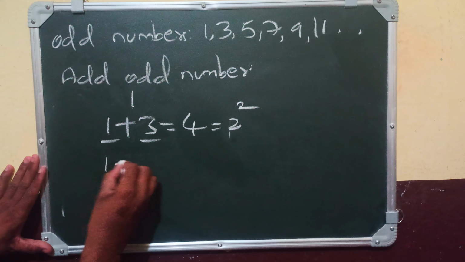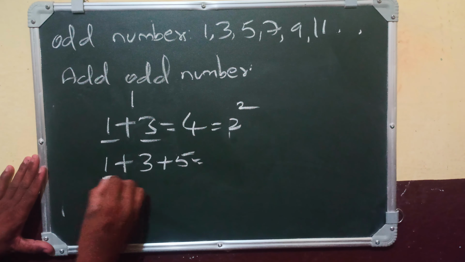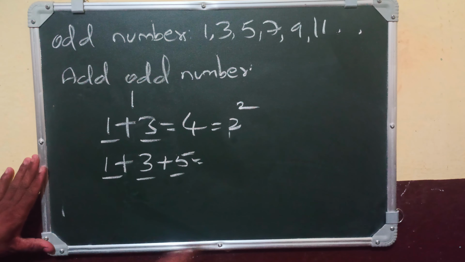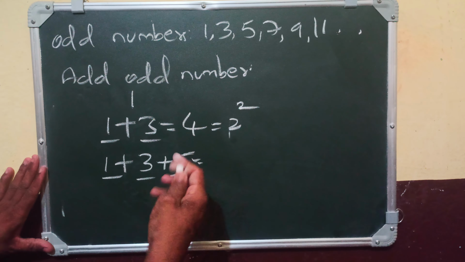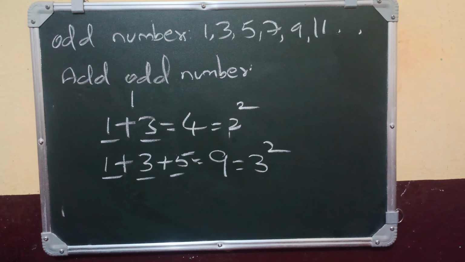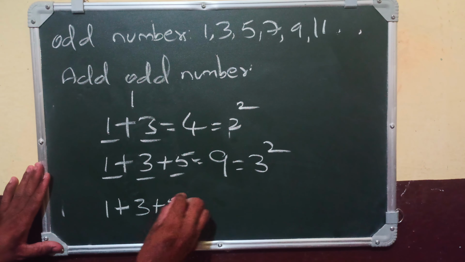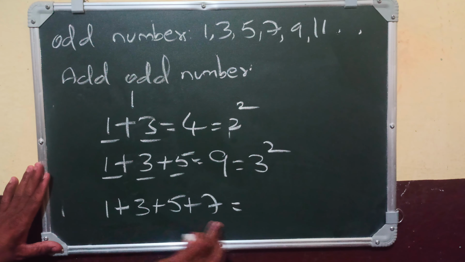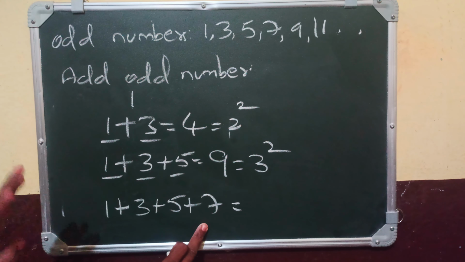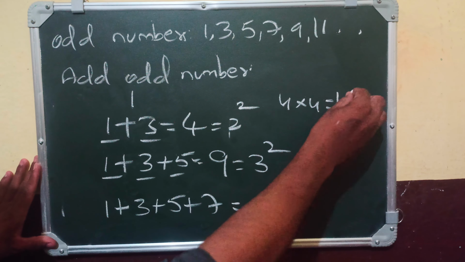Next add one more odd number: 1 plus 3 plus 5. Just count how many odd numbers we are adding here: 3. 3 means multiply 3 into 3, we get 9, which is the perfect square of 3. Next add one more odd number: 1 plus 3 plus 5 plus 7. See how many odd numbers we have: 4. So 4 means multiply 4 into 4, the square of the number, you will get 16.